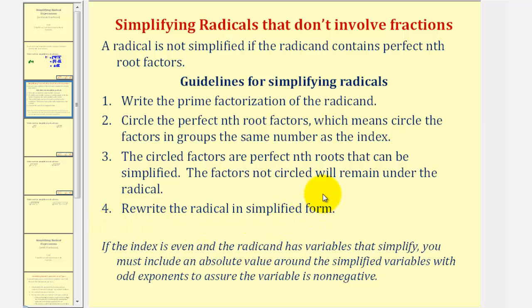But there is one more thing to remember when working with variables. When simplifying radicals, if the index is even and the radicand has variables that simplify, we must include an absolute value around the simplified variables with odd exponents to ensure that the variable is non-negative. And we'll see this in our examples.